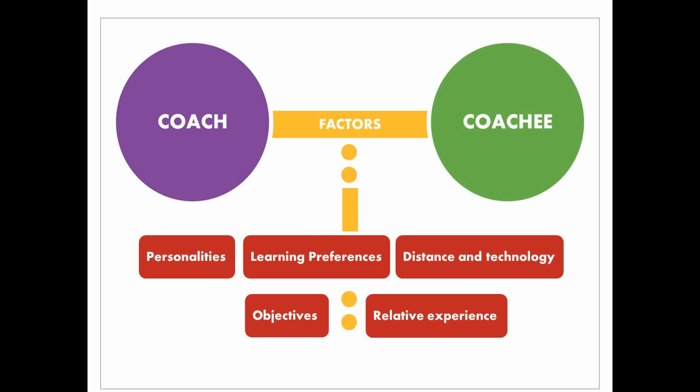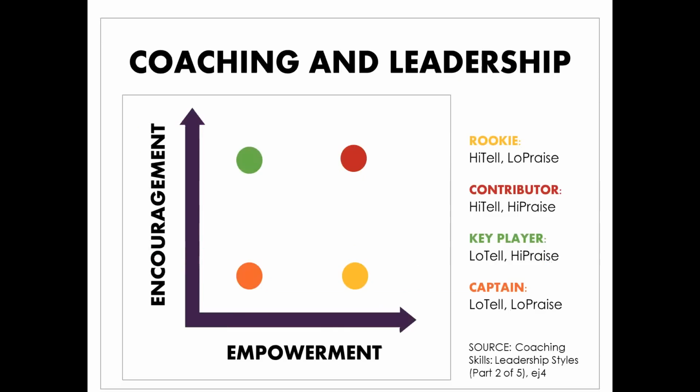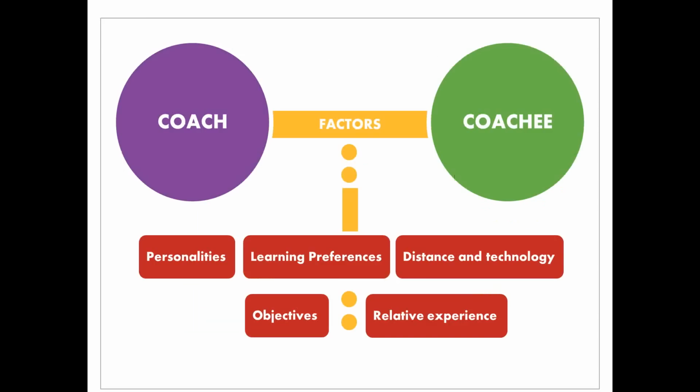What are the objectives of the relationship? What are you trying to accomplish? And then the relative experience in a number of areas come into play. If you go to the chart that Jessica provided coming out of the EJ4, rookie, contributor, key player, captain, the relative experience level there had to do with on the job, and that's certainly a critical factor. But also the relative experience of the coach. Do you have a new coach? Do you have a very experienced coach? Do you have an expert level coach? These things all matter and all play into how this relationship begins to form and develop and how it works.